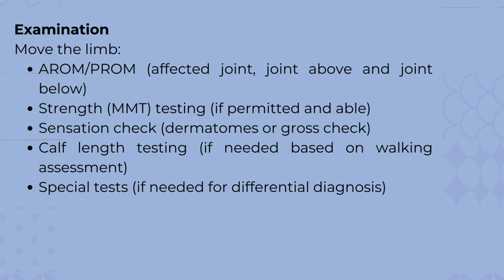So again, these are steps. So you do the active range of motion testing first, then you do the strength testing. And if you are not able to do it, it's okay. You can tell them, that's okay, I am not able to do an assessment of your strength because you are in so much pain, and that's fine. We can do it next time.